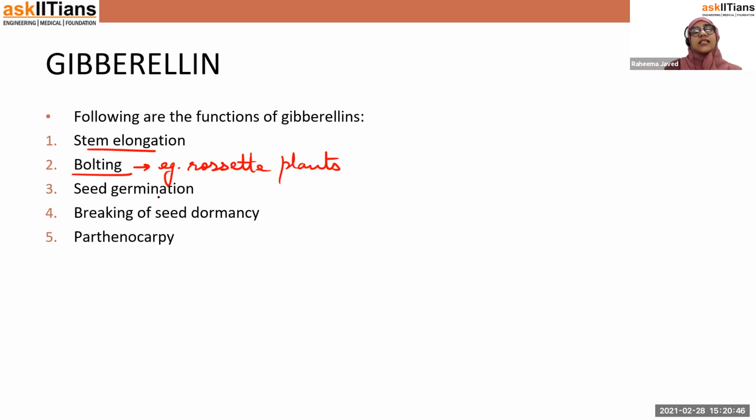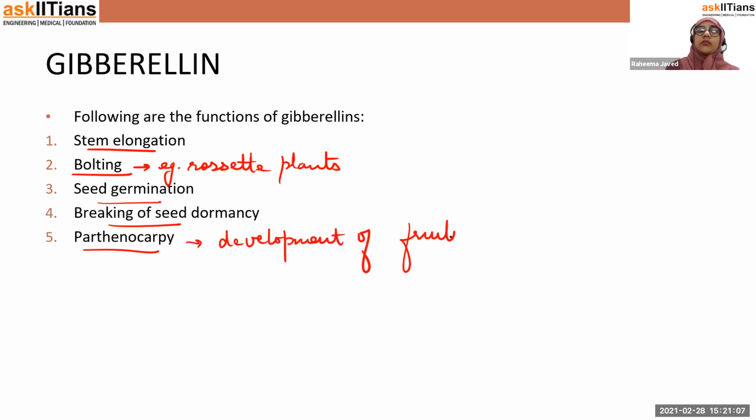Okay, next is seed germination. Then there is breaking of seed dormancy. Seed dormancy means the seed, from being inactive, will become active. And parthenocarpy is the development of fruits from unfertilized ovary.